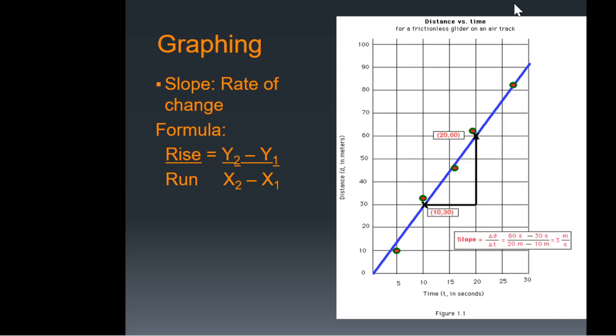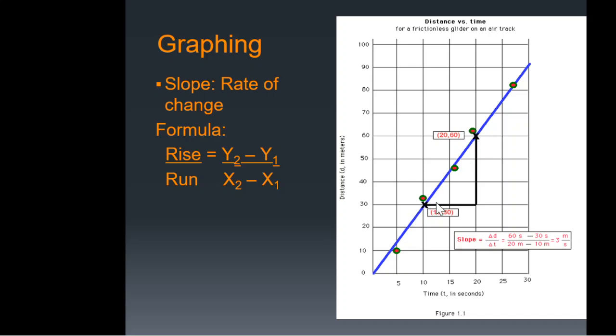And this is distance versus time, and it's very nicely labeled here for a frictionless glider on an air track. So this tells me exactly that it's talking about a frictionless glider on an air track, and we're looking at how far it goes based on its time. Time is in seconds, and distance is in meters. You can see they did a nice best fit line through the middle. Some of the points went straight through, but most of them are just off a little bit.